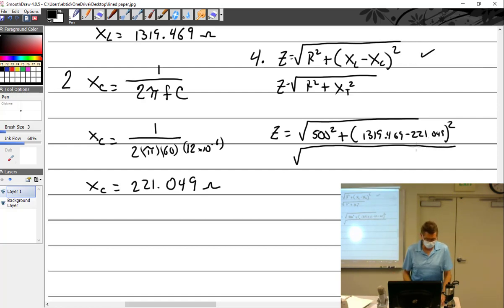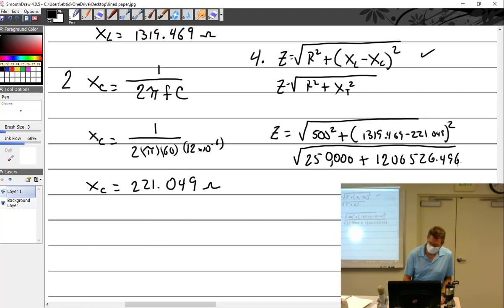Now you can plug this all into your calculator. Sometimes I like to write it out a little bit so I can see it. So we can do the long way, 500, and I use that little hat symbol with 2. 250,000 plus 1319.469 minus 221.049 equals, square that equals 1206526.496 plus 250123 equals, and now I want the square root of that. So it's second, the square root button, second answer, close parentheses, equals, what do you guys get?